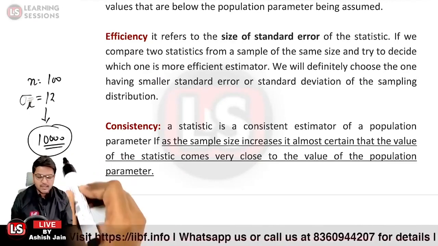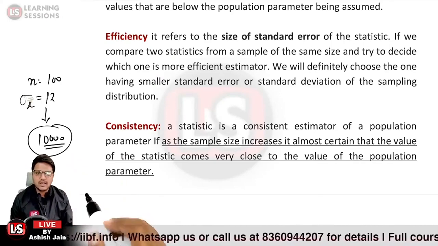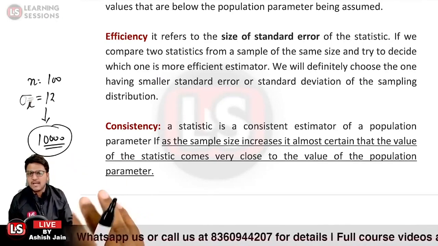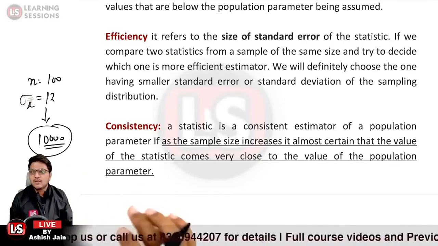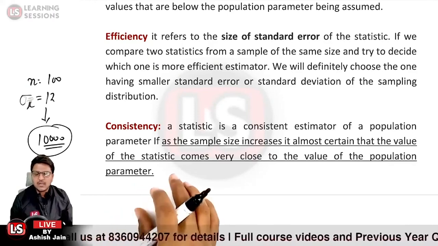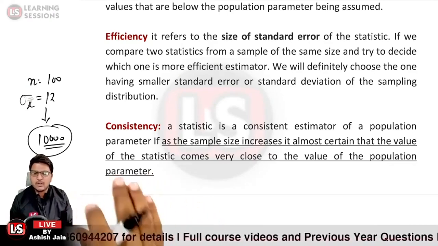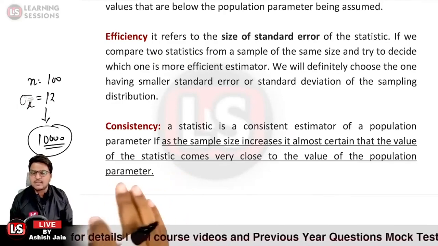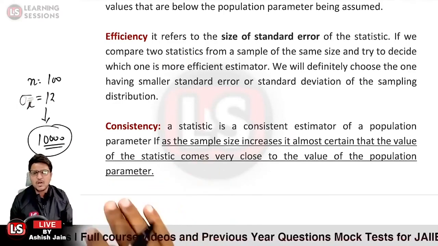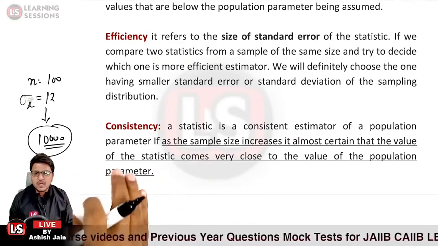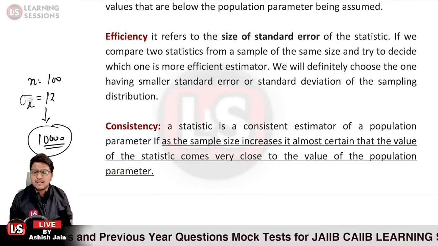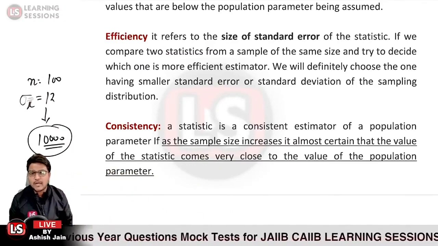And further, if it is increased to 90,000, it will be tending to 0. Okay, so that is said to be consistency. Because standard error here means that we have very lesser fluctuations as we compare the sample to the population itself.